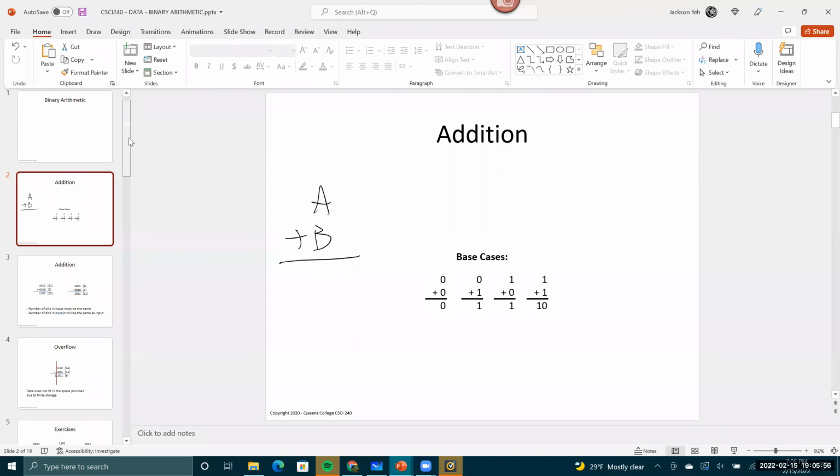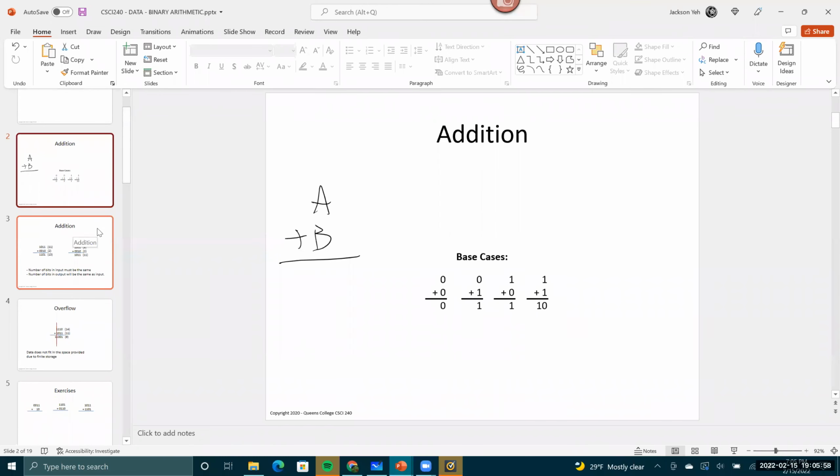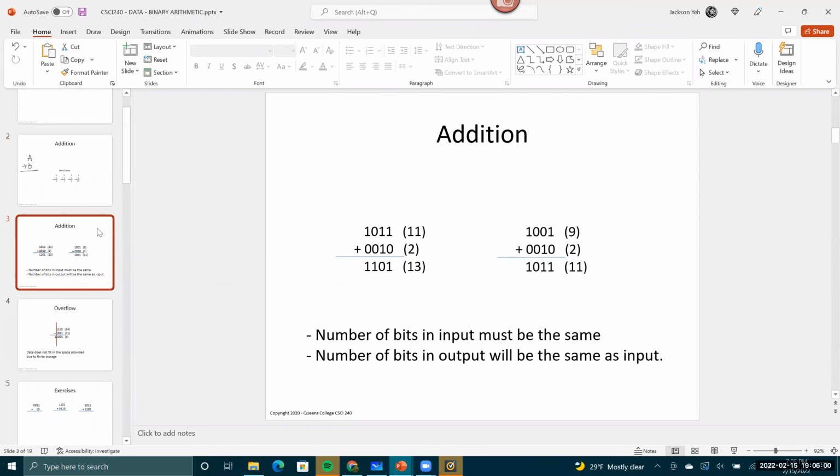With that said, with addition, if you're dealing with a single bit addition, that was one of the four base cases. But what happens when there's more than a single bit? In this case, there are 4 bits involved, where A is 4 bits. Let's look at the example on the left. A is 1011, and B is 4 bits, 0010.